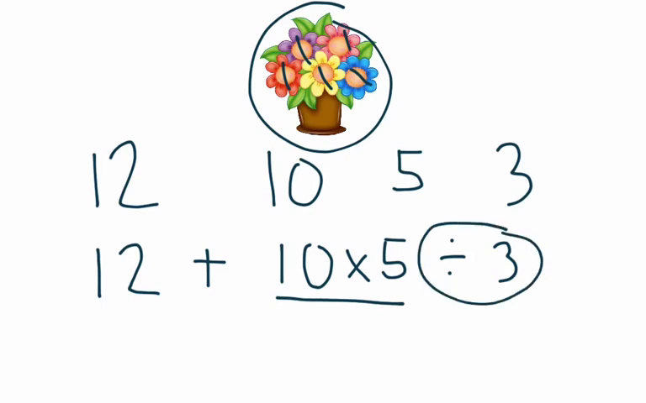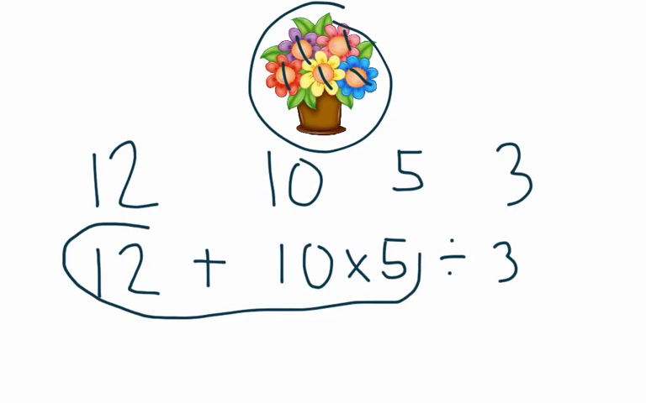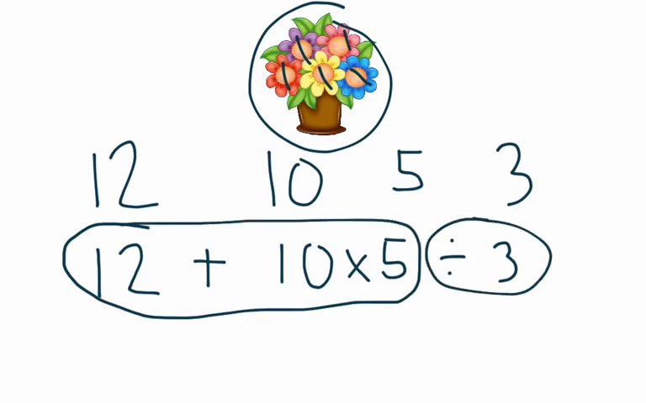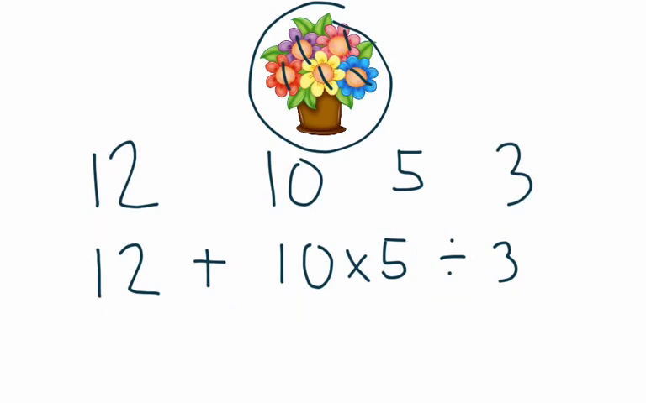But that's not what I want to do. I have to find my total first. I have to know how many flowers I have total right here before I divide it by 3. So that means that I have to know what 10 times 5 is, plus 12, before I divide it by 3. So in order to know my total first, I have to put that in parentheses.